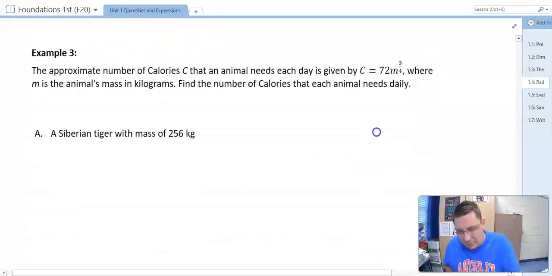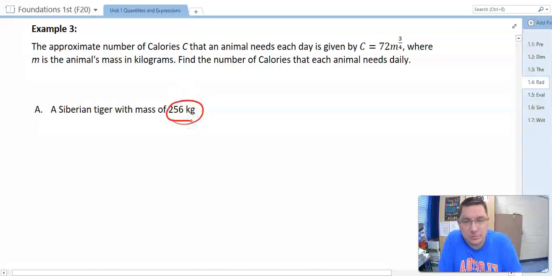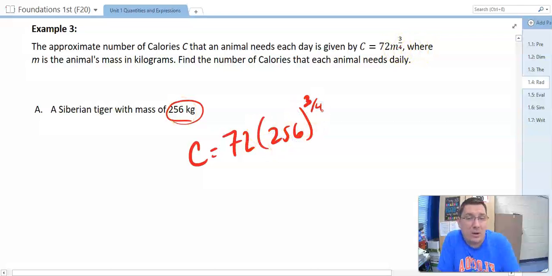All right. Last example here. We're going to look at this word problem. The approximate number of calories that an animal needs each day is given by C is equal to 72 m to the 3/4 power, where m is the animal's mass in kilograms. Find the number of calories that each animal needs daily. And so we're told that a Siberian tiger has a mass of 256 kilograms. And so understand where this is going to go into our problem. C is equal to the 72, this is our mass, and that's m, so 256 to the 3/4 power.